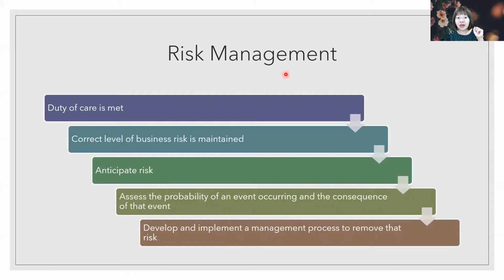Okay. Then now we come to risk management. So the duty of care is met. Correct level of the business risk is maintained. Anticipate the risk, assess the probability of an event occurring and the consequence of that event. Develop and implement a management process to remove that risk.